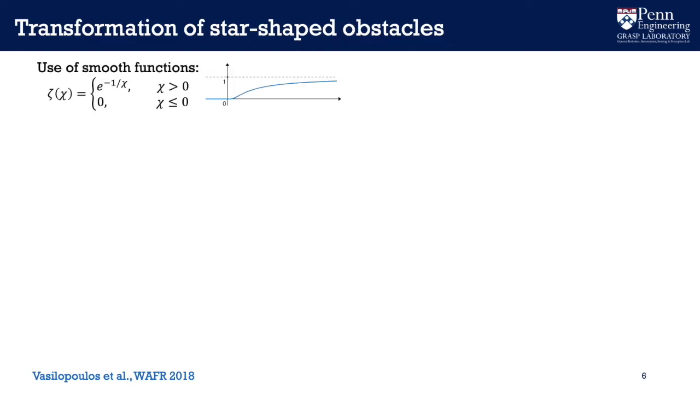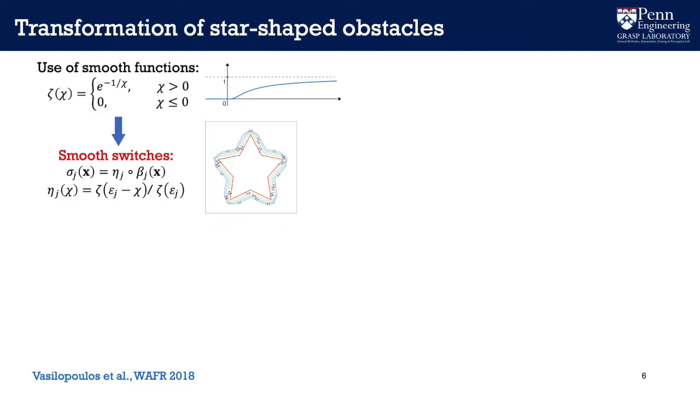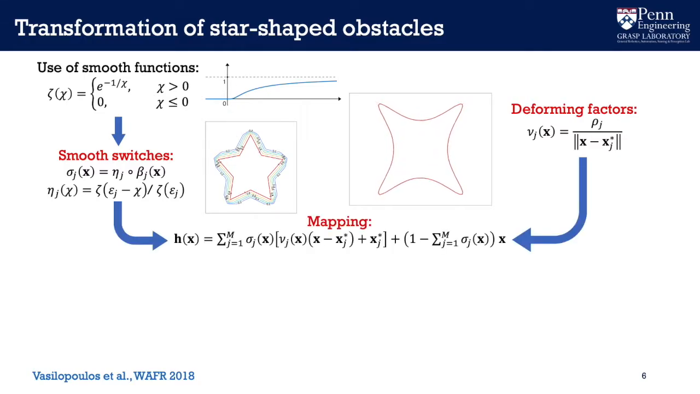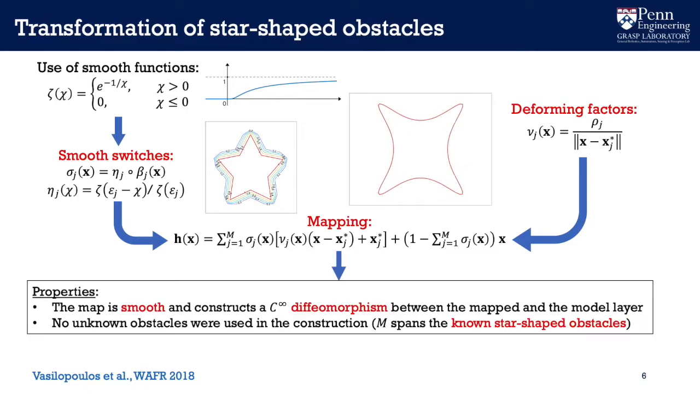For such obstacles, based on smooth but non-analytic functions, we construct smooth switches that vary between 0 away from the obstacle and 1 on the obstacle boundary, as well as deforming factors that map the boundary of the obstacle to that of a topologically equivalent disk. We then combine the smooth switches and the deforming factors to form the map H between the free space in the mapped space and the free space in the model space, and then show that this map is a C-infinity diffeomorphism. Also, with the use of smooth switches that limit the effect of the diffeomorphism to a neighborhood of each obstacle, no unknown obstacles are used in the construction.